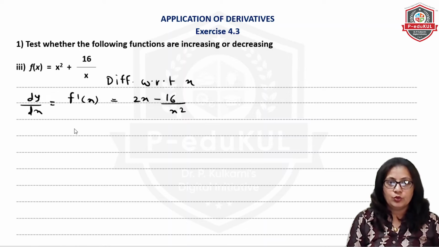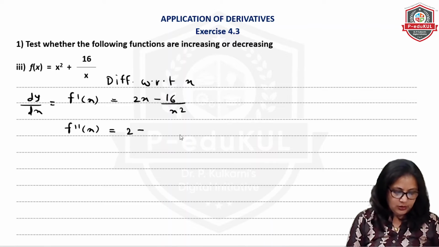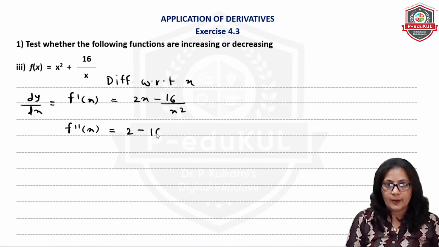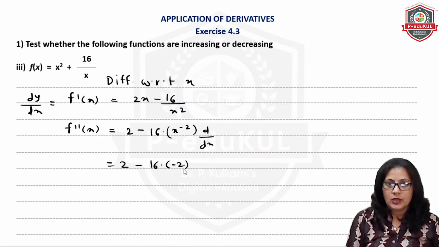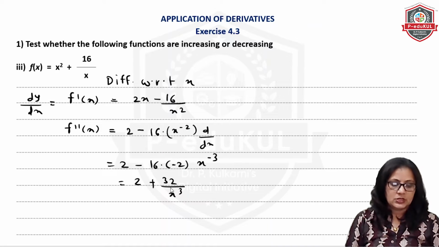And we have to do one more derivative, that is f double dash x. So for 2x, we get 2. And then 16 will remain the same, then this will be x to the power -2, whose d by dx we have to find. So 2 remains as it is, 16 also remains, and x^-2 gives -2 x^-3. So this will be 2 plus 32 upon x cube. This is the answer.